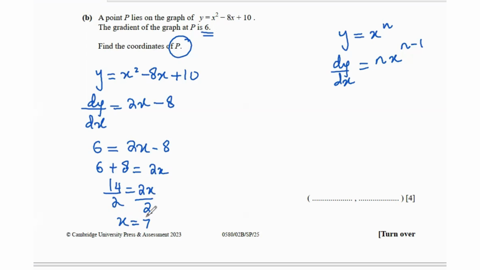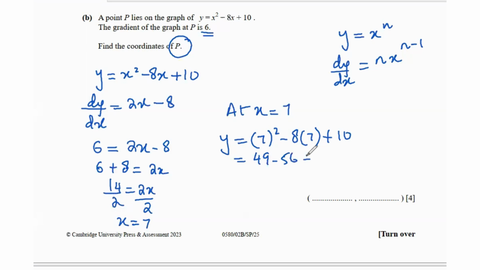So now we put this back into the curve. So at x equals 7, y would be 7 squared minus 8 times 7 plus 10. So that's 49 minus 56 plus 10. 49 plus 10 is 59. 59 minus 56 is going to be 3. So when x is 7, y is 3. These are your coordinates of P.